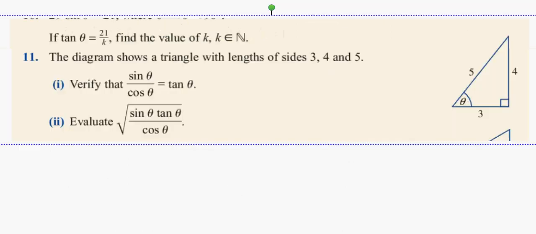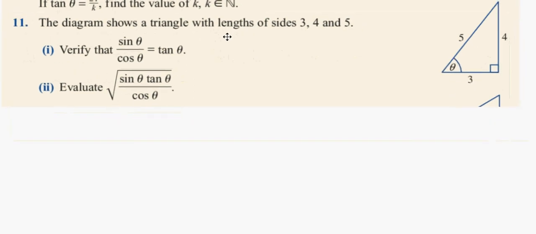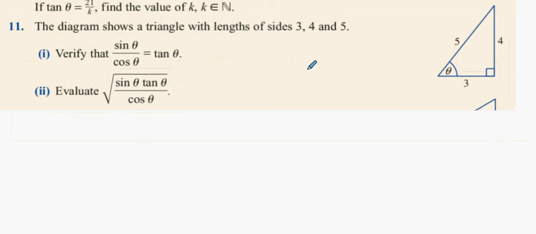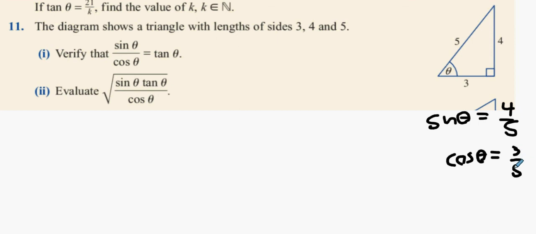Next question. This one looks reasonably difficult, but it's actually not so bad. What's sine theta for this triangle? Opposite over hypotenuse. Okay, cos theta, please. And finally, tan theta? 4 over 3.